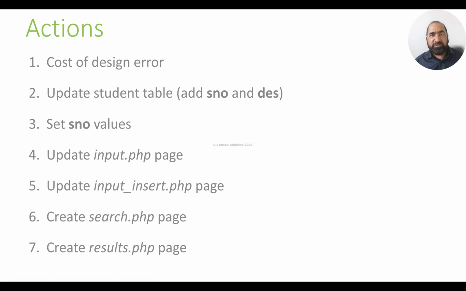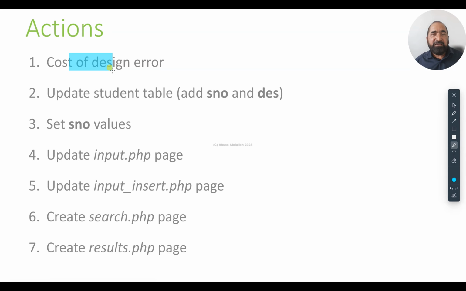That's one thing. The other thing is that in the table we have a column SID, which could be like a student ID, and that ID is unique. But that is also a primary key, right? But it has to be auto incrementing. It has to be incremented by one, and so on. So there is a cost of that design error, fixing that design error. There's a cost to it, right?